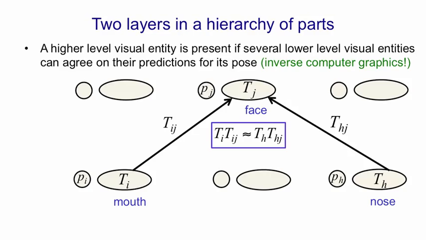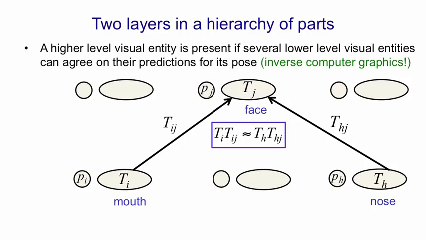So we take a vector of activities that represents the pose of the mouth. We multiply it by a matrix, Tij, that represents the spatial relationship between a mouth and a face. And we get a prediction, Ti times Tij, for the pose of the face.